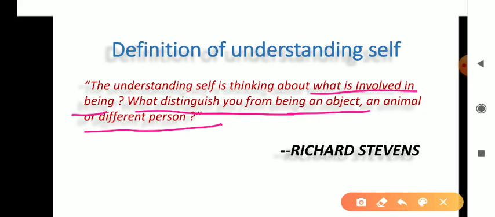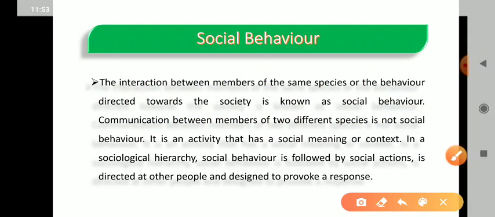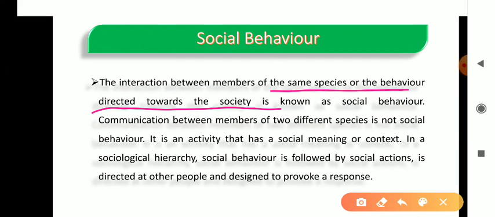The next topic that we are going to discuss is social behavior. Social behavior is the interaction between members of the same species, or behavior directed towards society. If a human, a mammal, interacts with birds or reptiles, we cannot say that is social behavior. Mammals interacting only with mammals is social behavior. Behavior directed towards the society is known as social behavior.